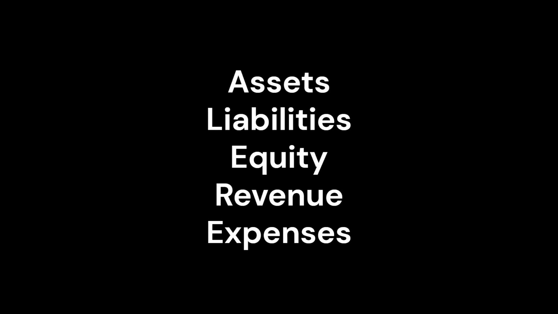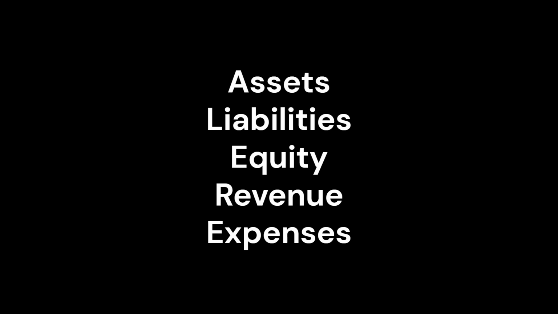What are the key components of a general ledger? The general ledger is organized using a chart of accounts, which is a comprehensive list of all account names and assigned numerical codes used to classify transactions. The five main types of accounts are: assets, or resources owned by the business that have future economic value. Example: cash, inventory, equipment, accounts receivable.